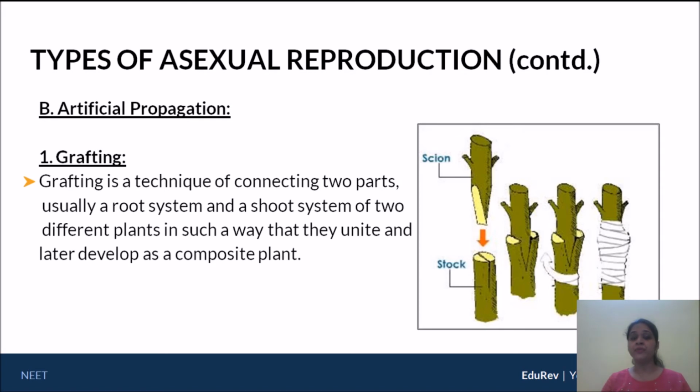Now, how do we do that? We take the extensive root system and call it the stock. We're going to take only the root system of the first plant. And we're going to cut off the shoot system from the second plant and call it the scion. Now we're going to join these two, the root system of the first and the shoot system of the second. So the stock and the scion are joined together. And after some time we're going to propagate these two as one individual plant.